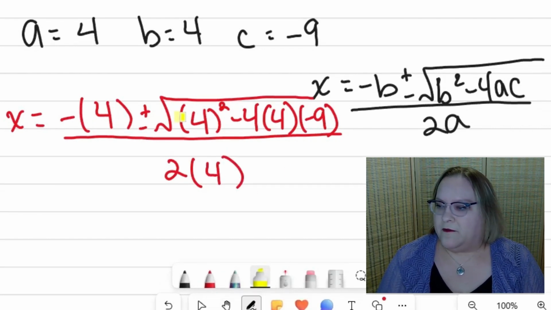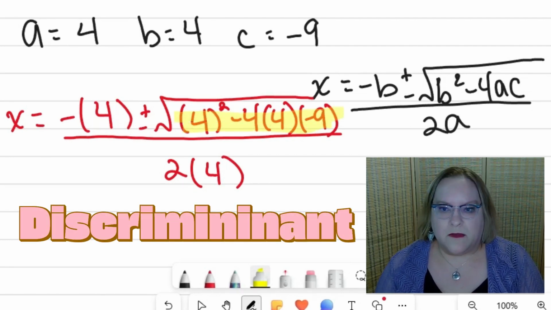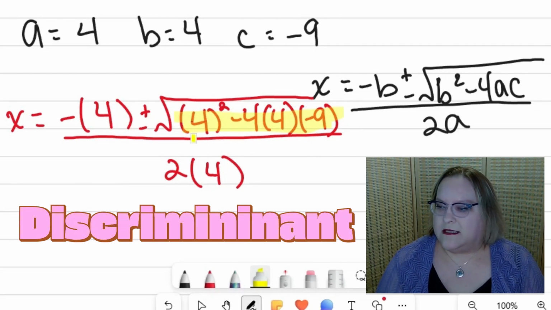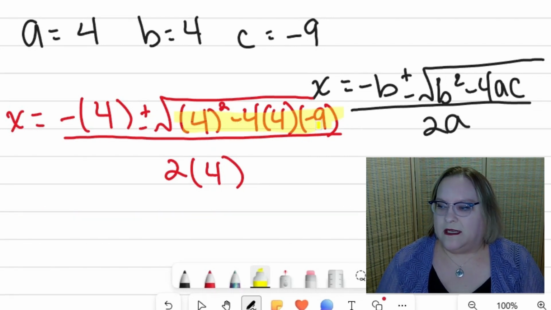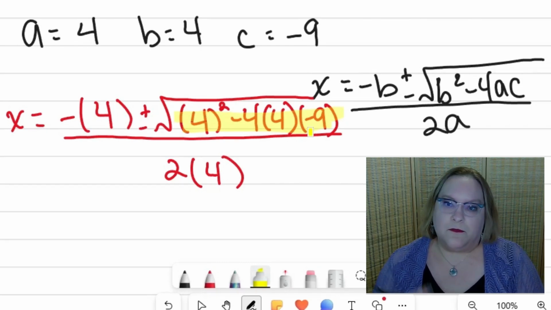So this information right here is always considered the discriminant. And notice that we've got a minus 4 and a negative 9. When you put them together, it's going to be positive. So we're going to end up with two answers.